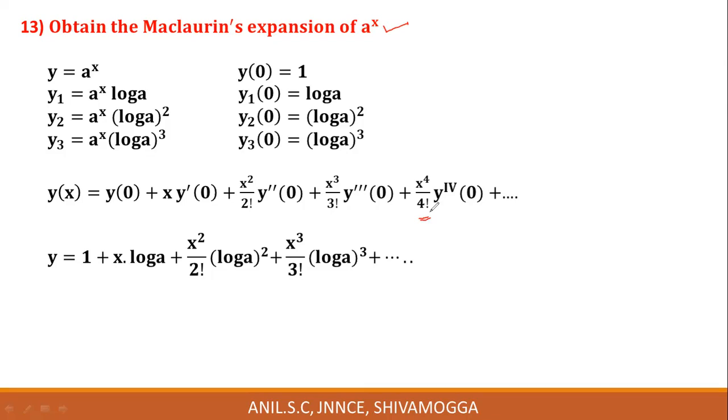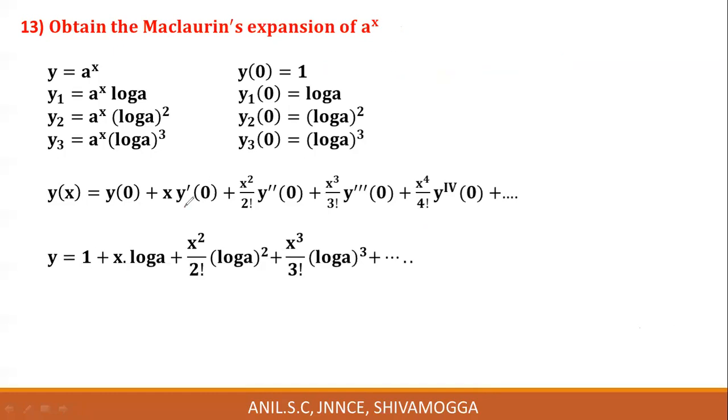Let y is equal to a power x. Put x is equal to 0. When x is equal to 0, y is equal to a power x will be y of 0, y of x at x is equal to 0. This is equal to a power x. A is a constant. Therefore, this is equal to a power 0. Any finite quantity raised to 0 is always equal to 1. Therefore, y of 0 is equal to 1.